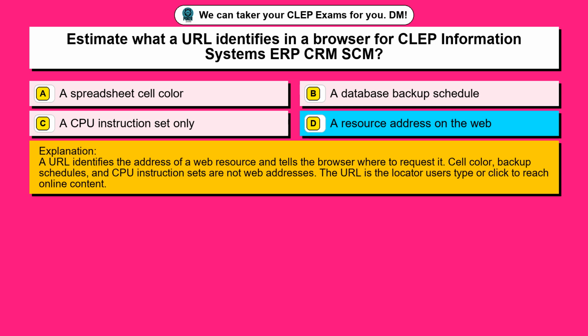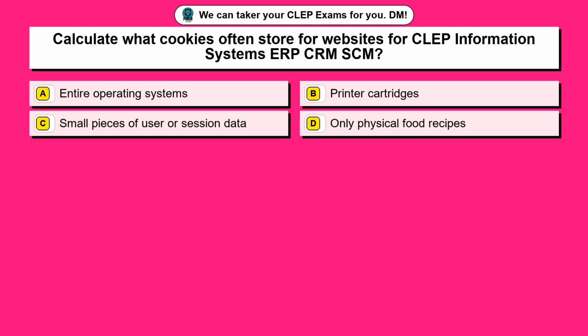A URL identifies the address of a web resource and tells the browser where to request it. Cell color, backup schedules, and CPU instruction sets are not web addresses. The URL is the locator users type or click to reach online content. Question 33. Calculate what cookies often store for websites for CLEP Information Systems ERP CRM SCM.